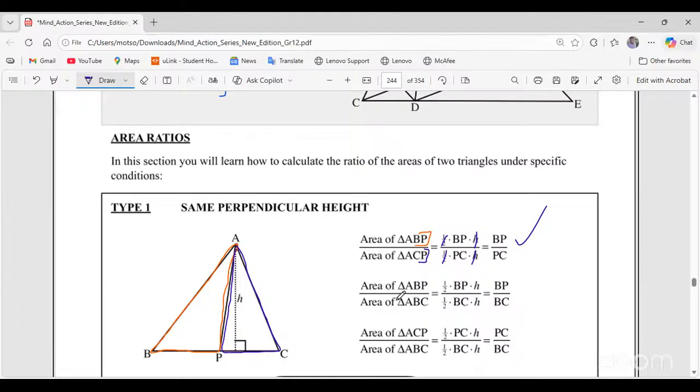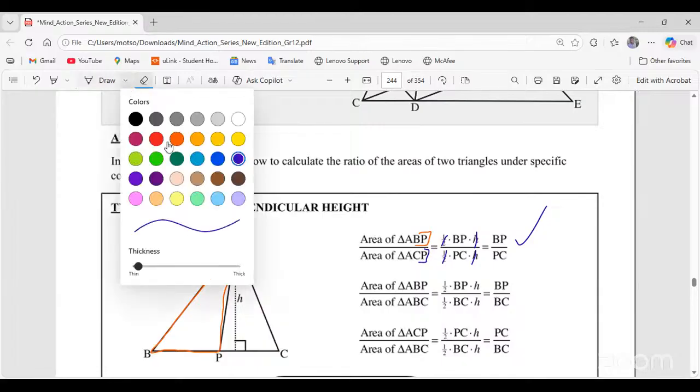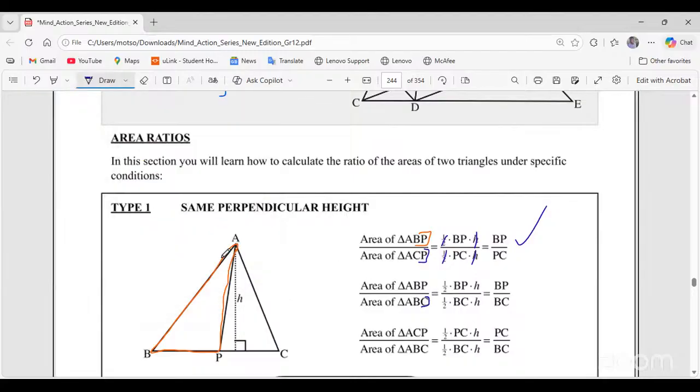Now for this one, we are given the formula for the area of ABP again, the orange one, ABP all over ABC now. Let me continue with my color blue. ABC is the blue one. So ABP, we know, is going to be 1 over 2 times the base of ABP, which is BP, times the height H. All over.